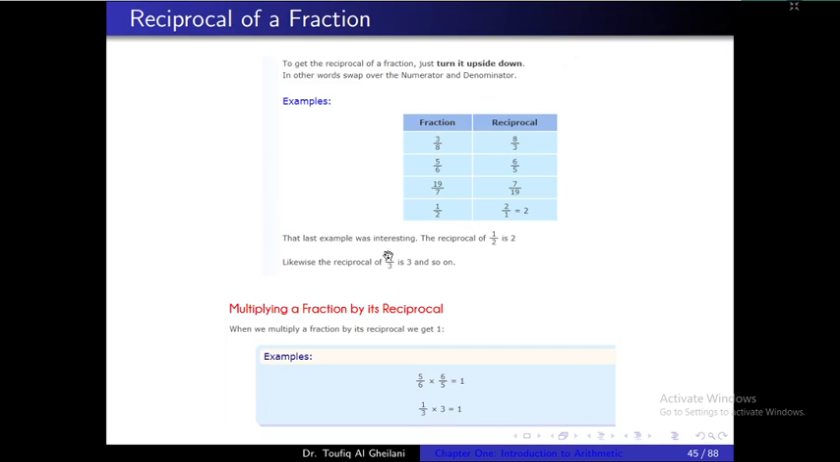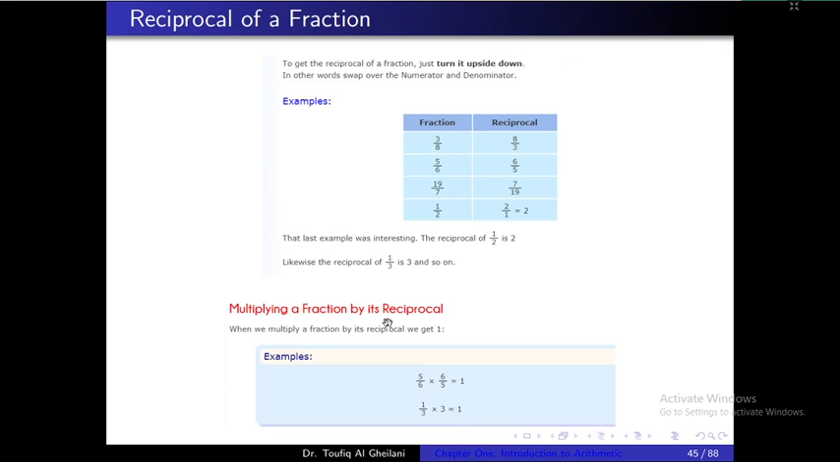So the last example was interesting. The reciprocal of a half is 2 over 1, and 2 over 1 is 2. Likewise, the reciprocal of 1 over 3 is 3 over 1, which is 3.